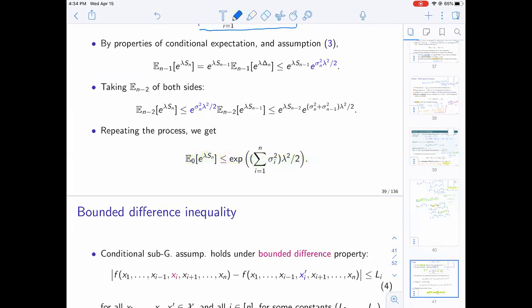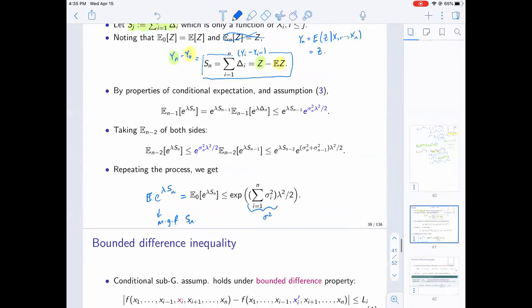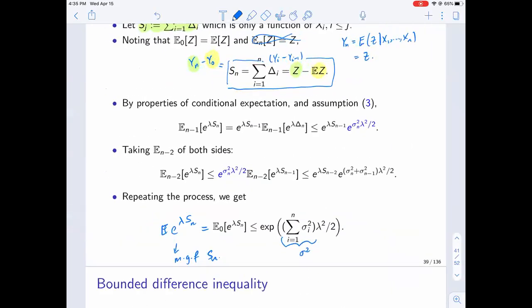So what is this? This is just the expectation by definition. This is expectation under F_0, which is just the expectation. So this is the MGF of S_n. So we've proven that the MGF of S_n satisfies the bound e to the sigma squared lambda squared over 2, and so it's sub-Gaussian in this parameter. Okay, you see that the proof is straightforward and clean.